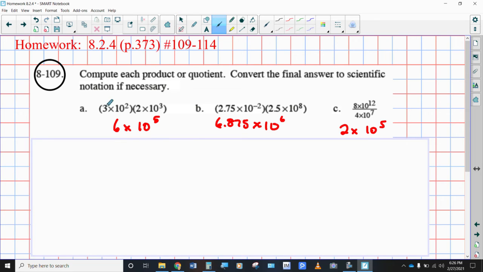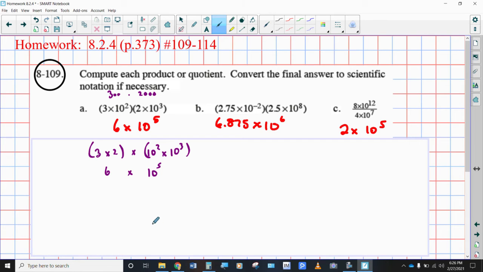All right, so when you're multiplying 3 times 10 to the second times 2 times 10 to the third, literally this is 300 being multiplied times 2,000. So I think my answer is going to be like 600,000 or something. But using scientific notation, we would take the 3 times the 2, which is 6. And we would multiply the 10 to the second times the 10 to the third, which is 10 to the fifth. So our final answer is 6 times 10 to the fifth.